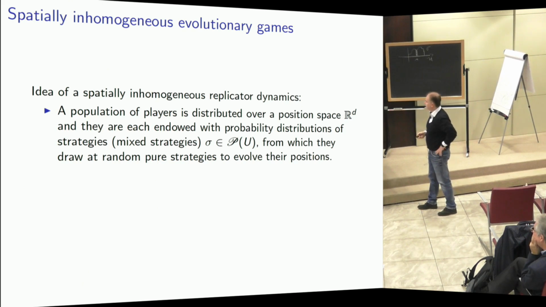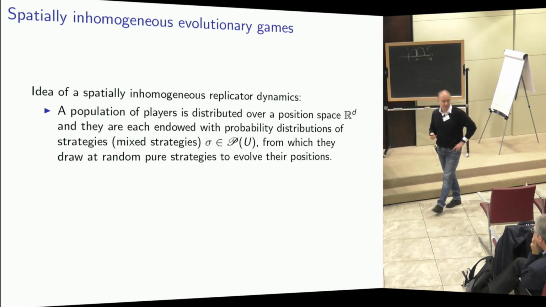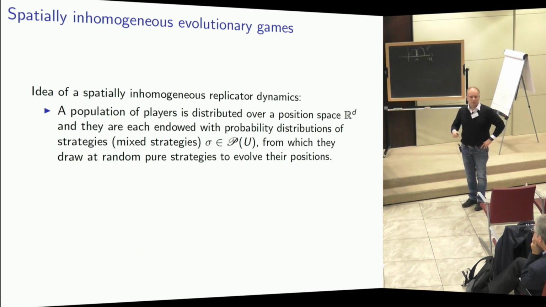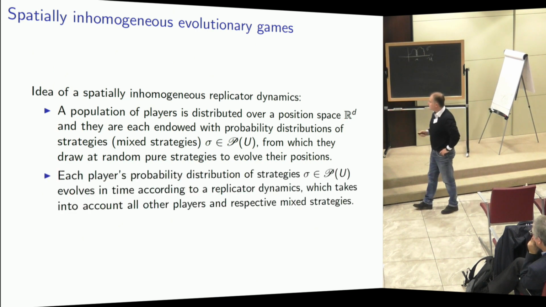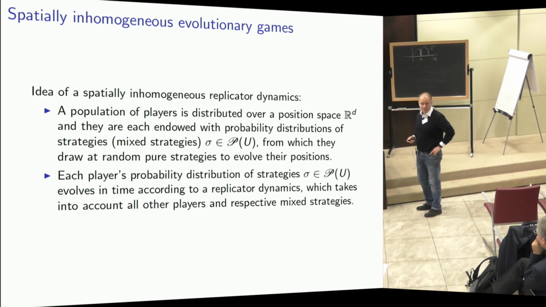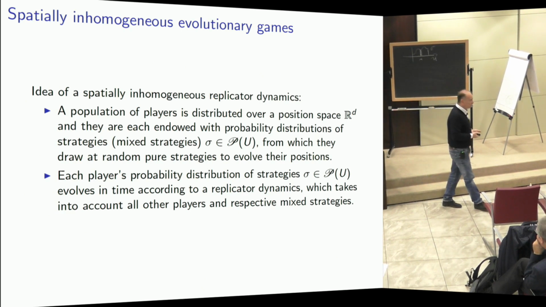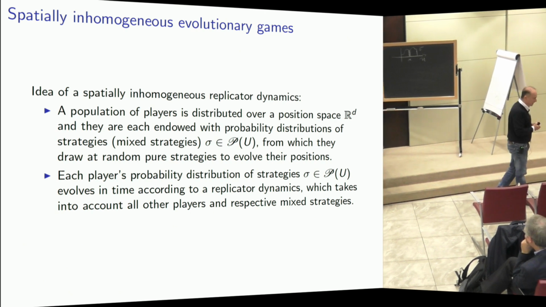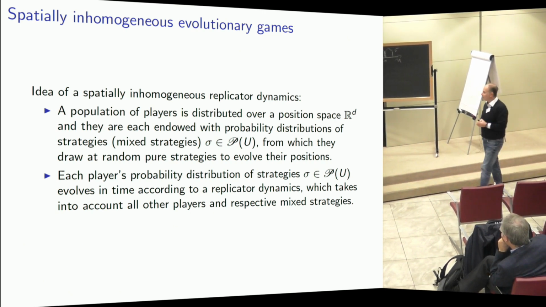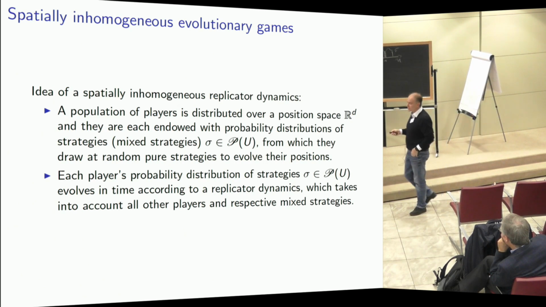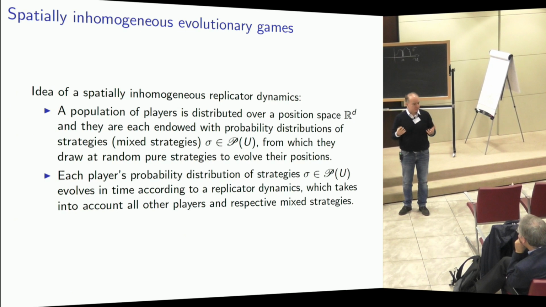Now we want to split the space into a space where somehow the players have a certain position, and each player will be endowed with a strategy that is used to pick at random the next move in the space Rd. Each player's probability distribution at the same time is supposed to evolve according to a replicator dynamics that now takes into account all other players and the respective mixed strategies. So this is a bit the idea.